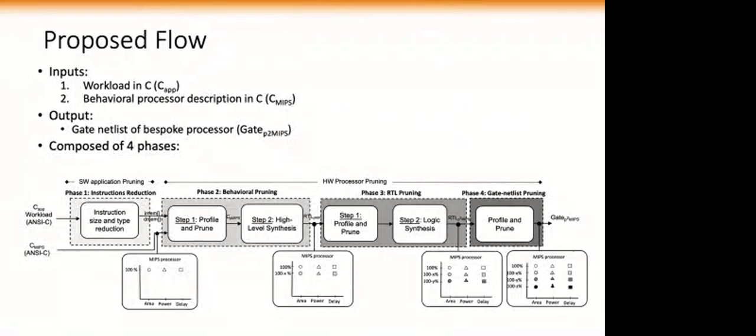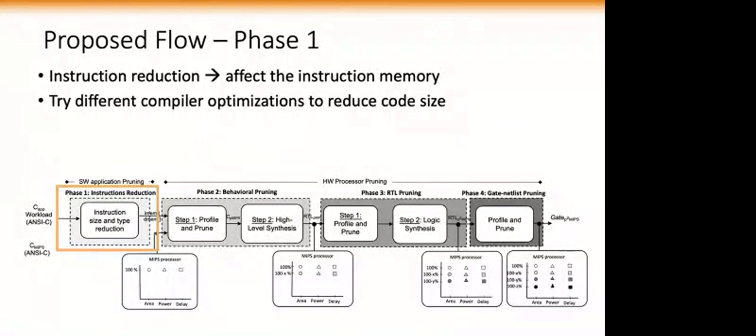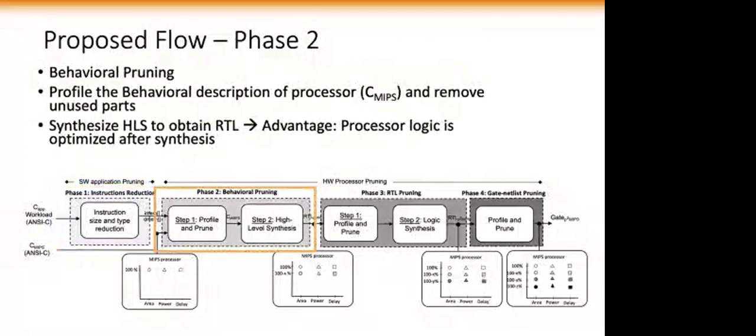Let's quickly review the different stages. Phase 1 deals with the reduction of the number of instructions. This is important because the fewer instructions our processor executes, the smaller the instruction memory becomes. And also, what we try to accomplish here is to reduce the different types of instructions being executed, because as you can imagine, the type of instructions will affect the amount of pruning that we can achieve. And for that, this stage tries different compiler optimizations.